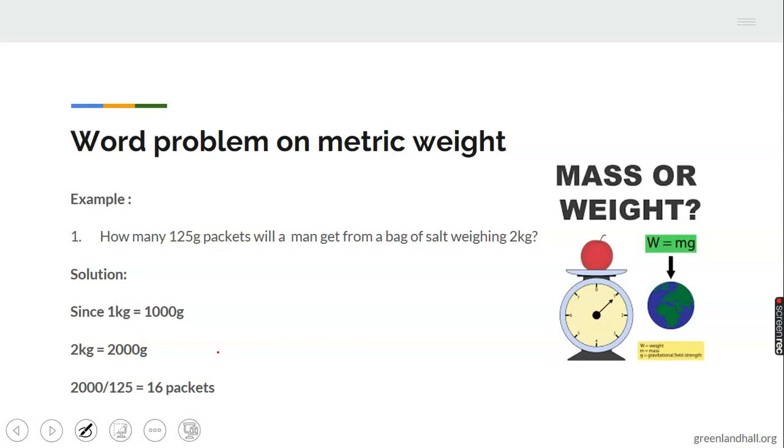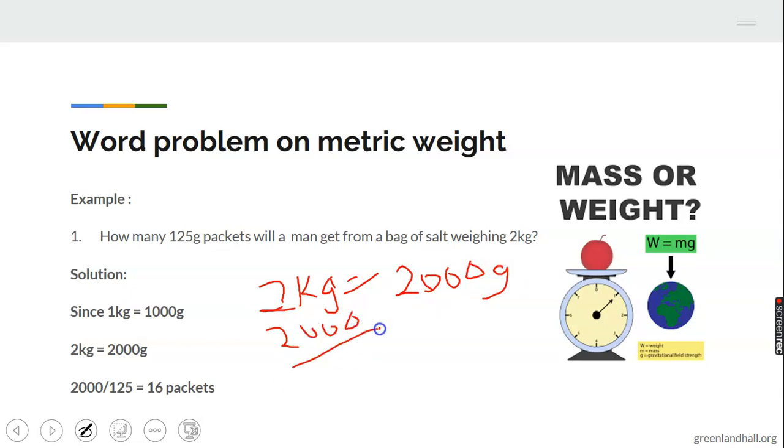Now you know that your 2 kg equals what from your conversion? 2 kg will give us what? 2,000 grams. That's good. You multiply it by 1,000. It was 2,000 grams. Now you say 2,000 grams divided by 125. What will you get? You get 16. Now, that is our answer. 16 packets.